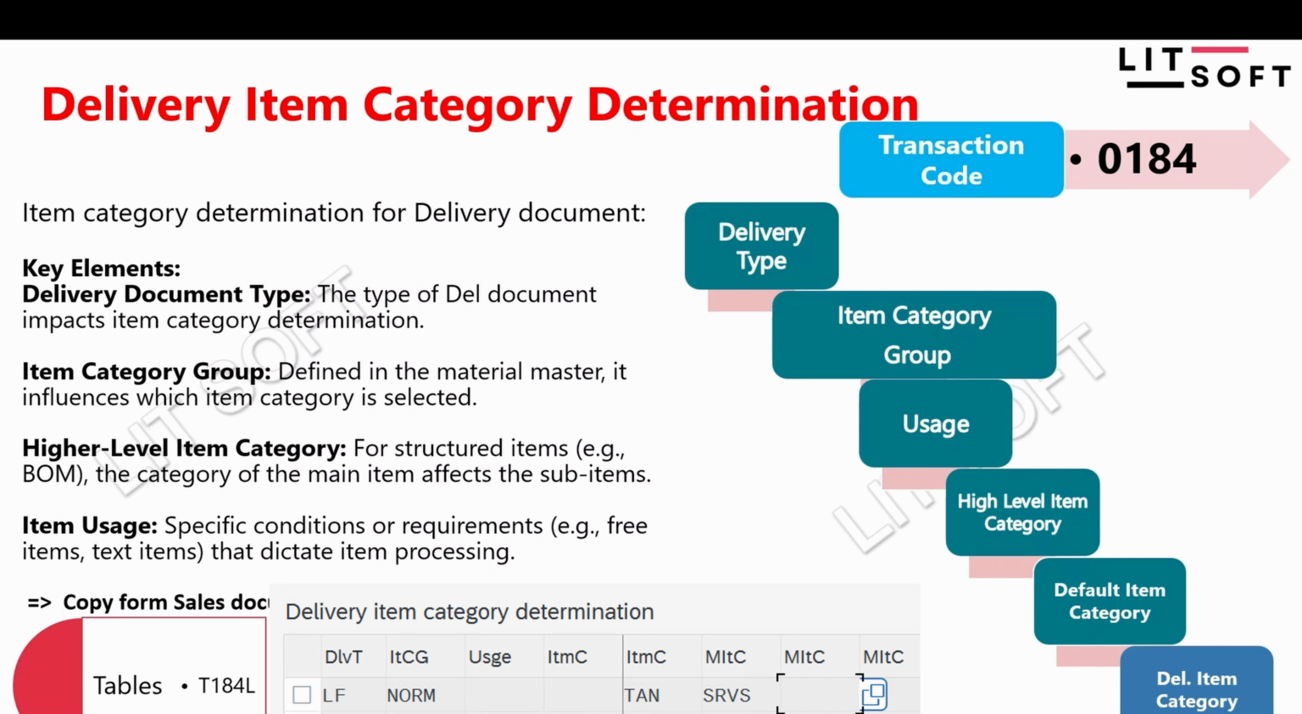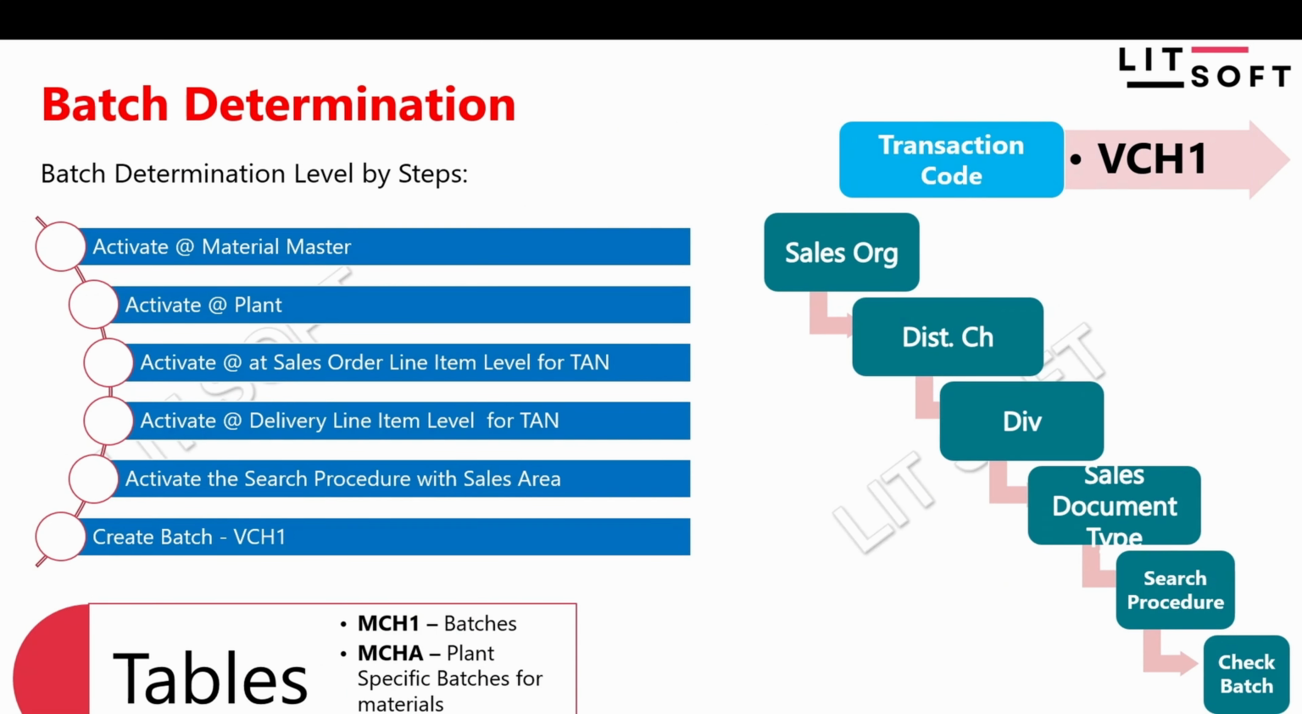What is a delivery document, item category group, higher level item category, BOM and all. Okay, so all these we already discussed. Then coming to batch determination, the transaction code is VCH1.